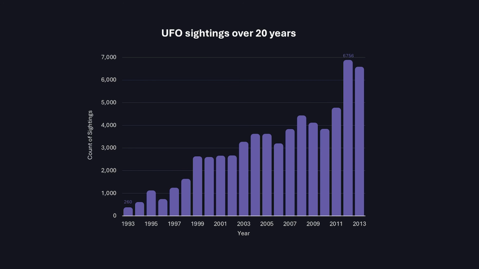All right, this is an interesting one. This one's about UFO sightings in the US from 1993 to 2013. The height of each column represents the total number of sightings, UFO sightings that were reported for that year. So in 2012, there were 6,756 UFO sightings. Again, this is in the US. And I think this data is just inherently interesting.